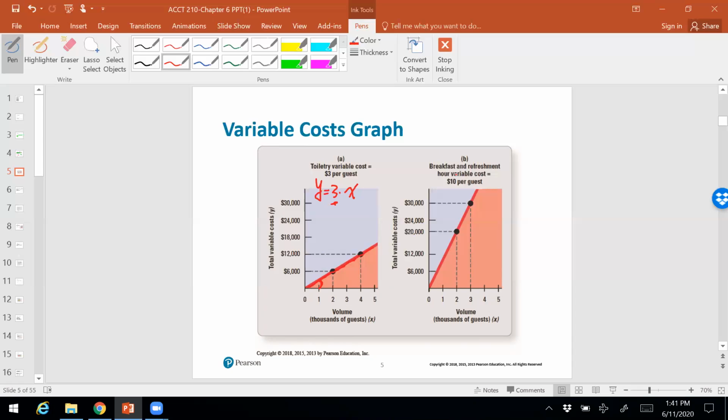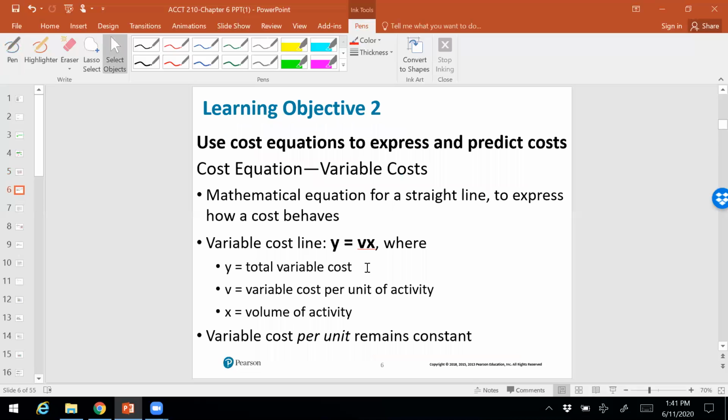For this one, breakfast and refreshment are variable costs. So the equation will be y equals 10 times x, right? The breakfast and the refreshment is $10. If there is no person eating breakfast, the cost will be 0. But for 1 more person, the cost is $10. So this is called the slope. For variable cost, the equation is y equals variable cost times x. So we want to use the cost equation to express and then predict the cost.